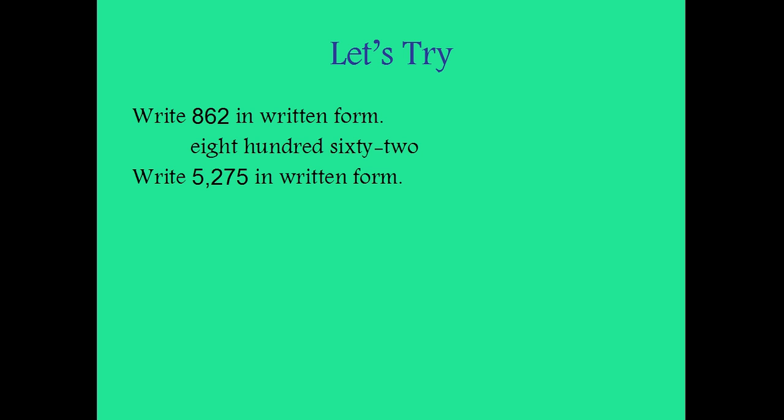Okay? Alright, bigger one, 5,275. Now in the first video we already talked about how to read large numbers. Remember, we say the number, and then when we get to the comma, we say whatever period it was in. So 5,000, this is in the thousands. Okay, and then 275. So take a moment and write that in your notes.